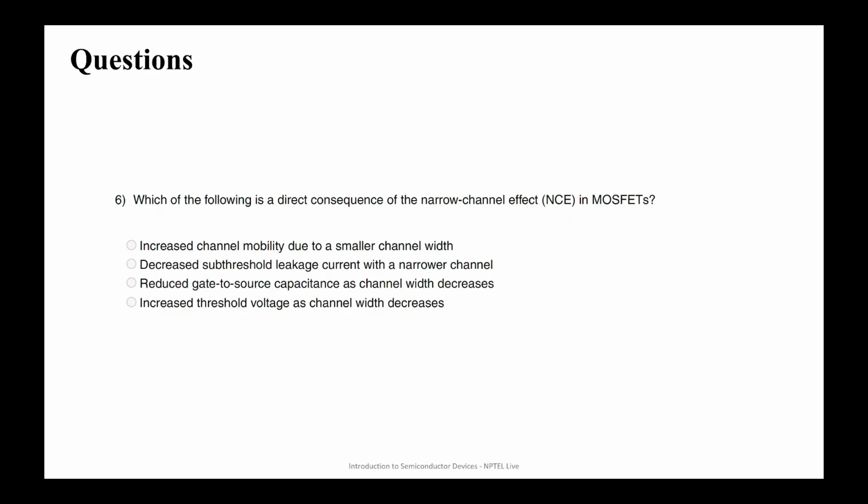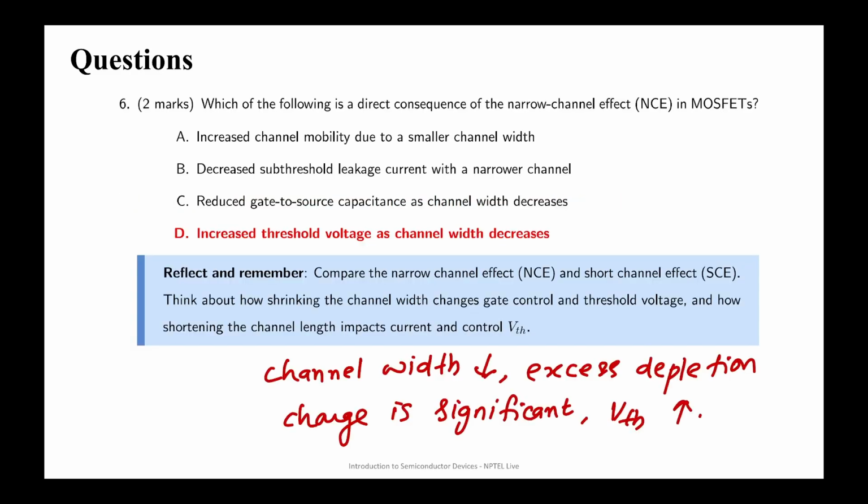Which of the following is a direct consequence of the narrow channel effect in MOSFETs? Increased channel mobility due to smaller channel width, decreased subthreshold leakage current with a narrower channel, reduced gate to source capacitance as channel width decreases, increased threshold voltage as channel width decreases. The answer would be increased threshold voltage as channel width decreases. So as channel width decreases, excess depletion charge is significant and hence VTH increases.